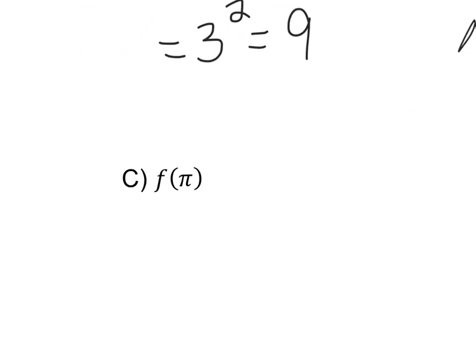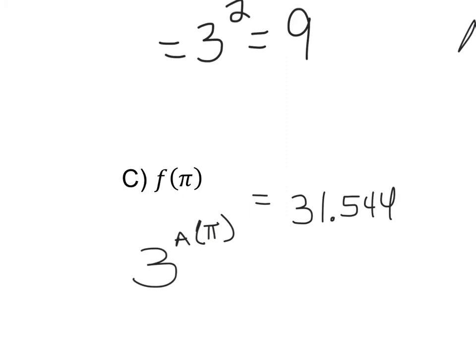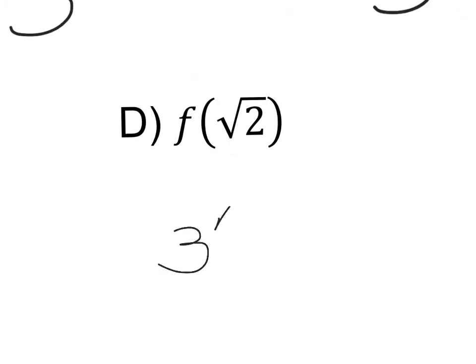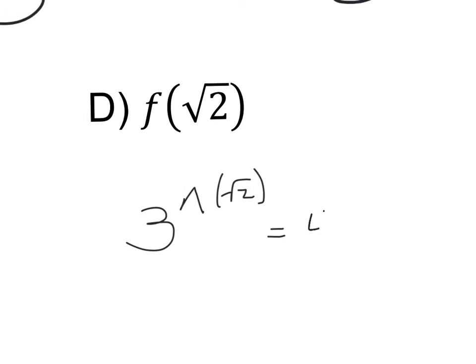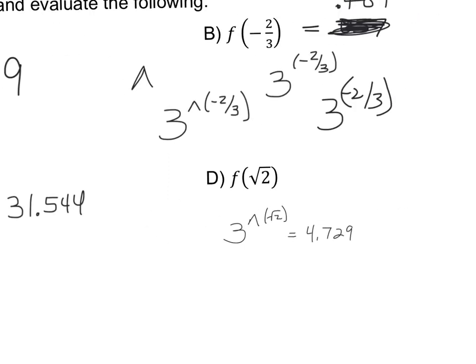Good. All right, what about this? What am I putting in for? Pi. So I would say 3, hit the caret button. 31.544, something like that. Okay, good. And then here, what am I putting in? So, put it in just like that. 3, raise it to, hit second x squared. The radical should come up, and then close your parentheses. Yes. 4.728. Perfect. 4.729, something like that. Good. All right, so we understand how to evaluate. When they say f of something, that's telling you here's the number to plug in for x. We good? Okay. It's not bad.